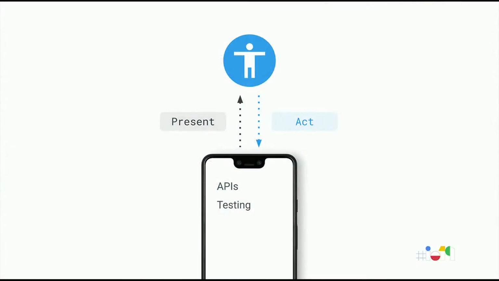So the way that you can do this is really to use the APIs that Qasid's going to talk about in a moment to make sure you're presenting the information and allowing users to take actions on it. And once you've done that, you can use these testing tools to verify that your app is actually working for a wide range of different users. So now let me hand it over to Qasid to talk about these APIs.